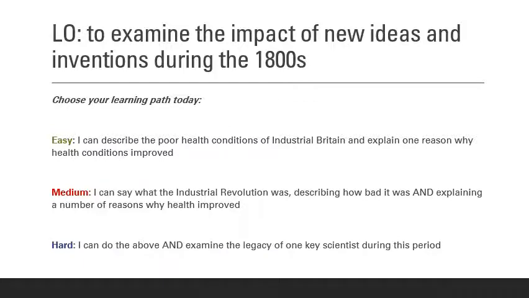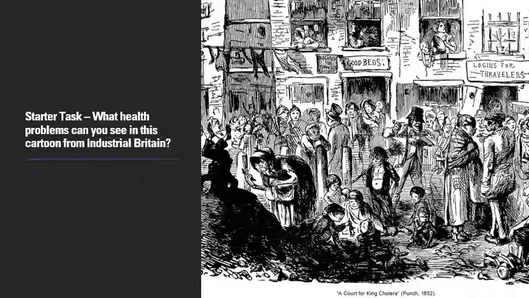If you're looking for something a bit harder, a bit more challenge, and you think you're up to it within the time requirements of the lesson, then choose hard when you do the Microsoft quiz, because we expect you to do it all. Tell me what the Industrial Revolution was, why health conditions were so bad, how they improved, but also examine the legacy of one key scientist during this period. Whichever option you choose at the start, make sure you make the same choice later in the quiz as well. So here's a starter question for you.